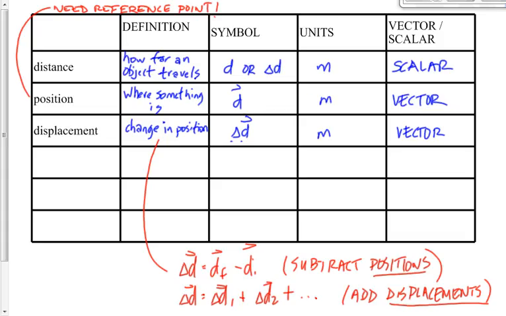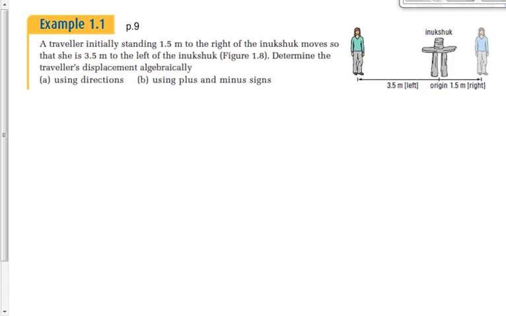That makes sense, guys? Now remember, if you have two different positions, you subtract. If you have two different displacements, you're going to add them together to get the total displacement. All right? Okay, let's take a look at a problem here. It's going to come from your textbook. Some of you don't have this textbook yet. If you don't, you can download it. It's free. We have the username and password. Otherwise, you can pick up a copy at the library here.